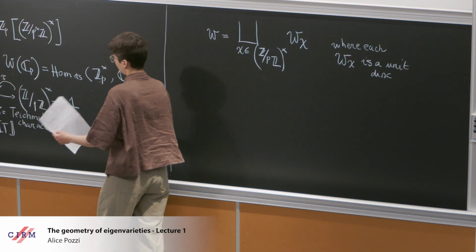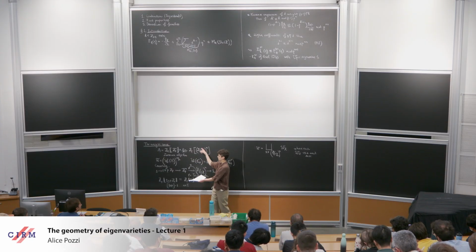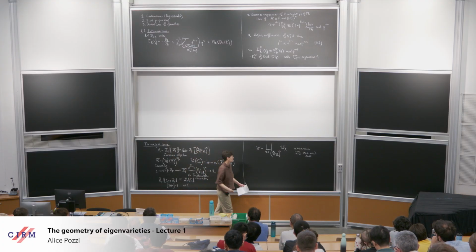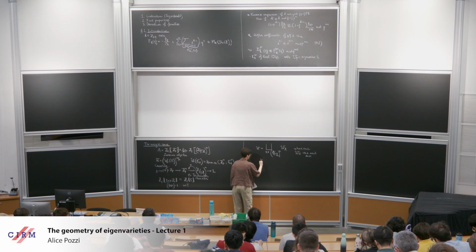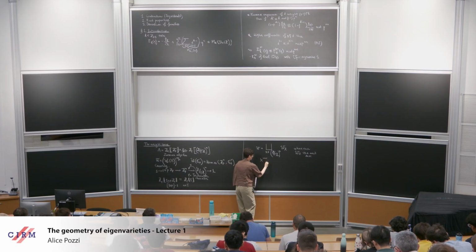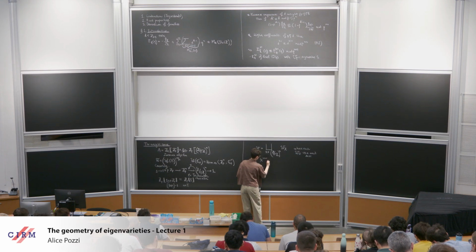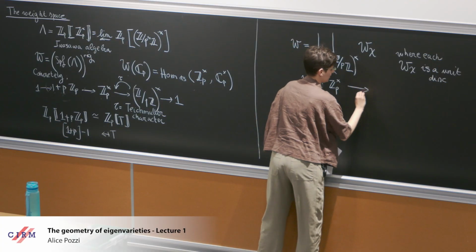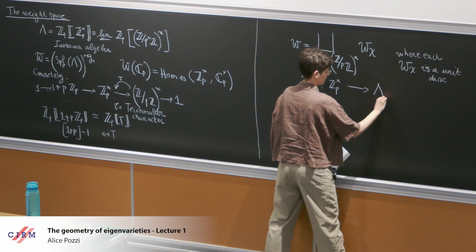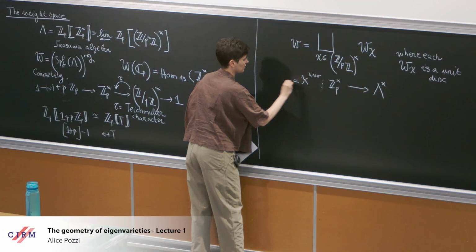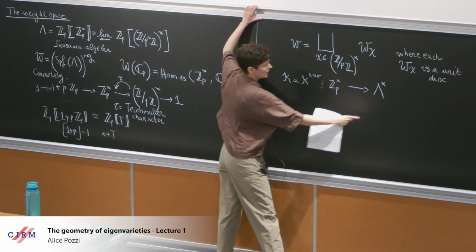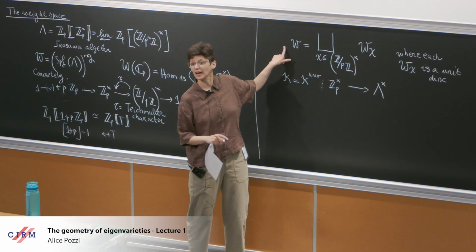Great, and because of how we defined this whole thing, we started with this completed group ring. So this comes equipped with a universal character of Zp star into the Iwasawa algebra. I'm just going to call it kappa going forward. And these can be viewed as functions over this guy over here.